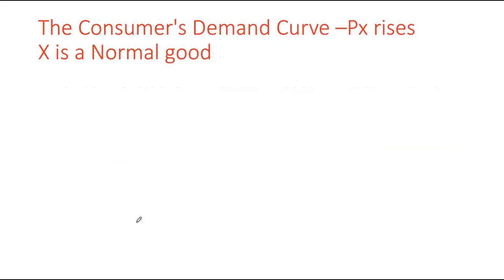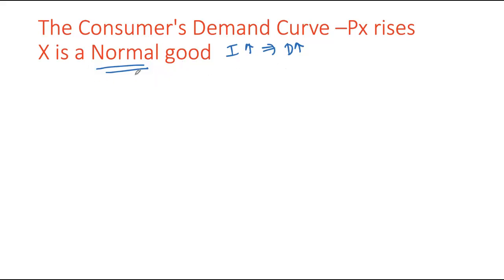For normal goods, remember, the income effect and substitution effect are moving in the same direction. What is a normal good? Normal good is a good that typically has a positive relationship with consumers' income. We saw that in chapter 3. As income goes up, you start buying more of the good. So the demand curve shifts to the right.